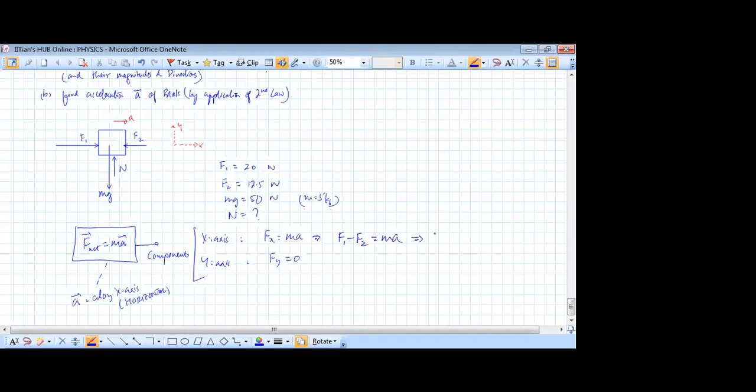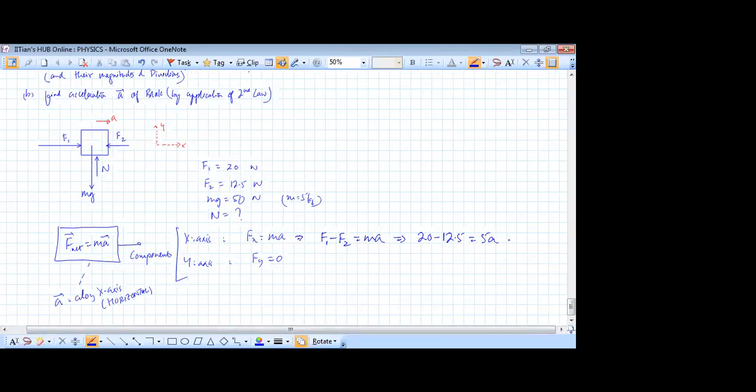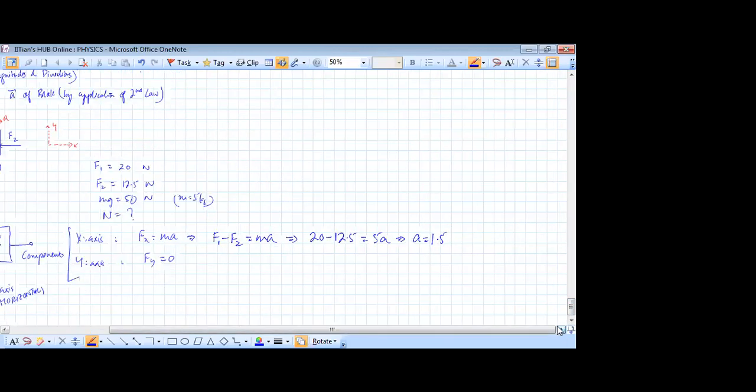So in this case, 20 minus 12.5 in newtons is equal to 5 in kilograms into a. So that will show you that your acceleration is 7.5 by 5, or your horizontal linear acceleration is 1.5 meters per second square along the positive x direction as shown in the diagram. Whereas along the vertical, what is happening? There are two forces, but mg is acting downwards and normal reaction is acting upwards. So the normal reaction will become equal to mg in magnitude, which will both be 50 newtons.